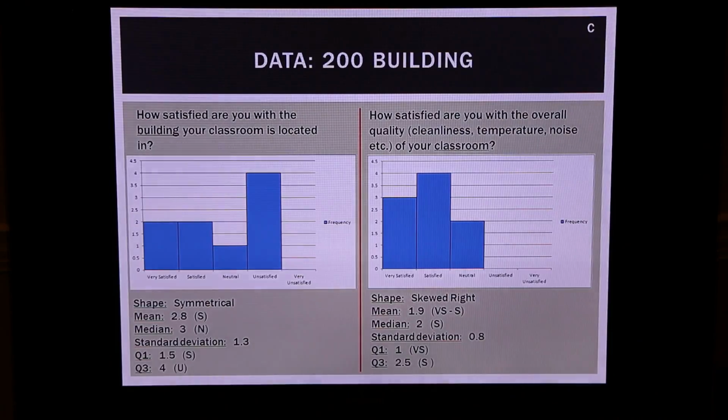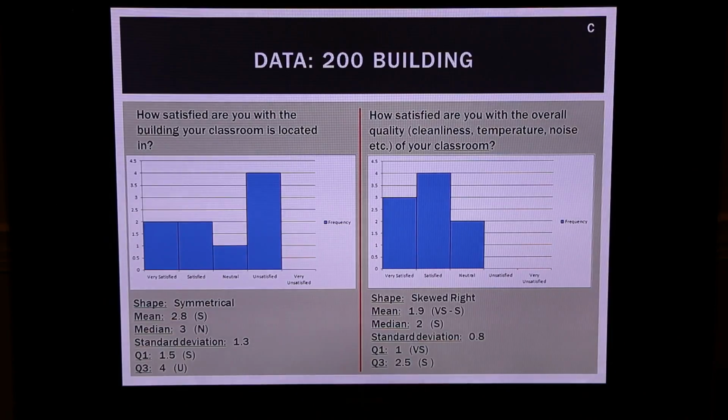So this is our first block that we defined, the 200 building, and on the left we have how satisfied are you with the building your classroom is located in. This is the frequency table that was created in Microsoft Excel from our responses, and the shape is roughly symmetrical for this one. The mean is 2.8, so the calculator will give us a number. We have to discover what the qualitative response to that number was, and 2.8 was satisfied. The average response was around satisfied or neutral, but fell into satisfied.